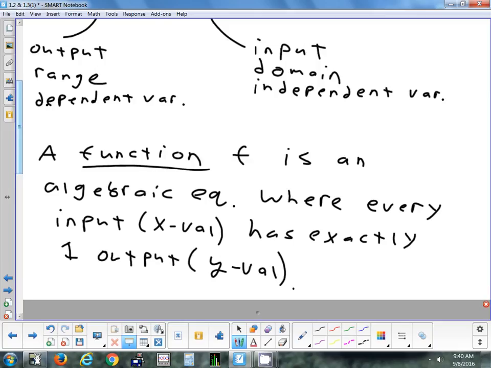Okay, and now I'm going to describe a function exactly the way Ian just did. So a function is an equation where every x value has one y value. A different way to say it is every input has one output. Every value in the domain has exactly one value in the range. All those things I just said mean exactly the same thing.